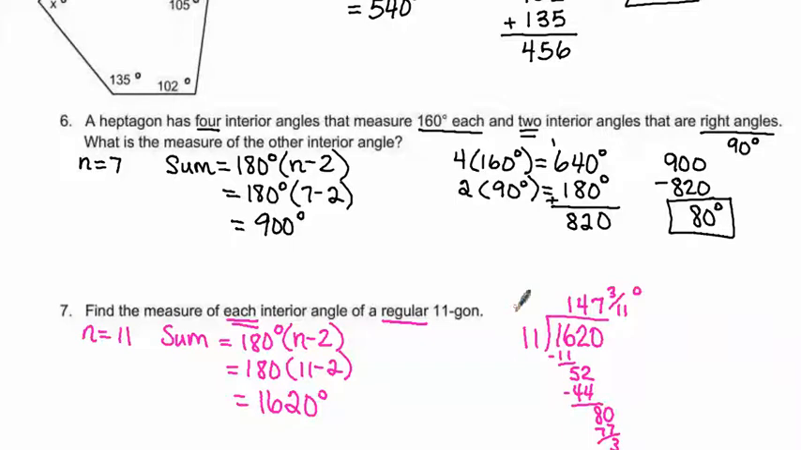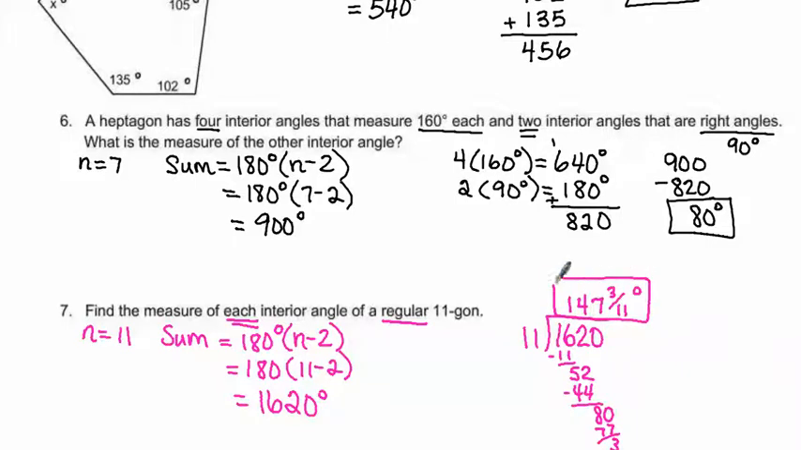Now, I could write that as a repeating decimal. If you're going to do that, make sure you include the little bar above the repeating decimal places. That bar, by the way, is called a vinculum. Kind of a fun word to say if you just let your mouth move around. But anyway, a vinculum, if you want to use that with your repeating decimal, you can. You can write it as a mixed number, as I've done here, 147 and 3/11 degrees.